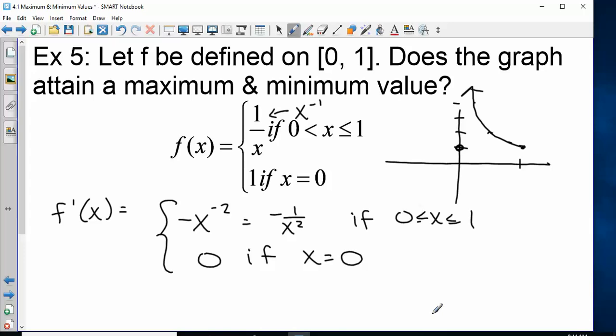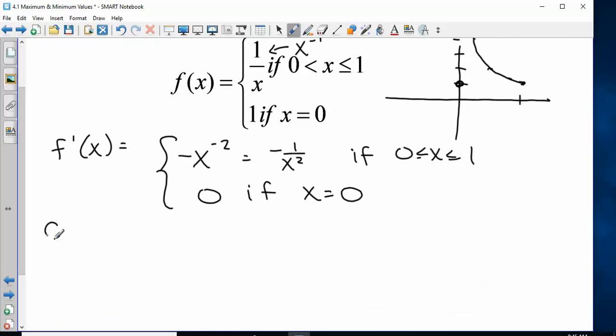We know it's 0 when x equals 0. Does 1 over x squared ever equal 0? No. Is it ever undefined? At 0. So we just get the same critical number twice. So our critical point is at x equals 0. So we just need to test our critical point and our endpoint, which was 1.